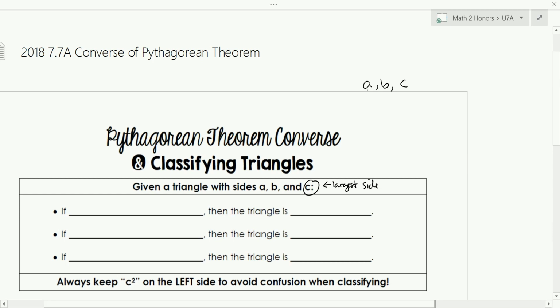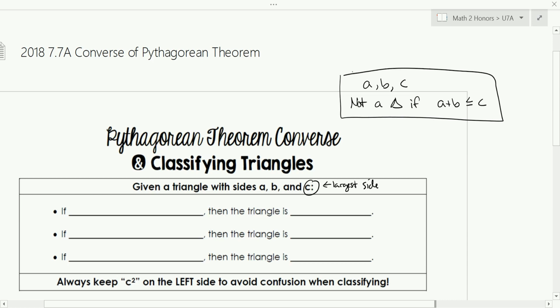So use A, B, and C, because C is the largest side. It's not a triangle if A plus B is less than or equal to C. That's kind of what you said in a different way, but if A plus B is less than or equal to C, then it's not a triangle. Okay, that comes from the triangle inequality theorem.